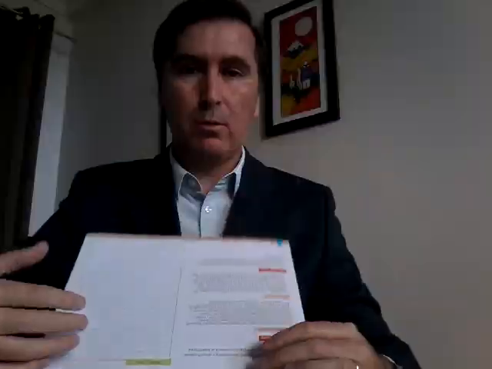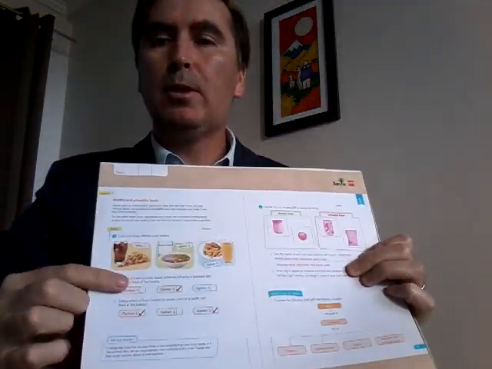The third activity is read and highlight the explanation about healthy and unhealthy food on page 22. So let's go back to page 22. Give me a second. Page 22 is this one. On page 22, you have to read the information which is at the top with the title Healthy and Unhealthy Food. So I will read it for you.